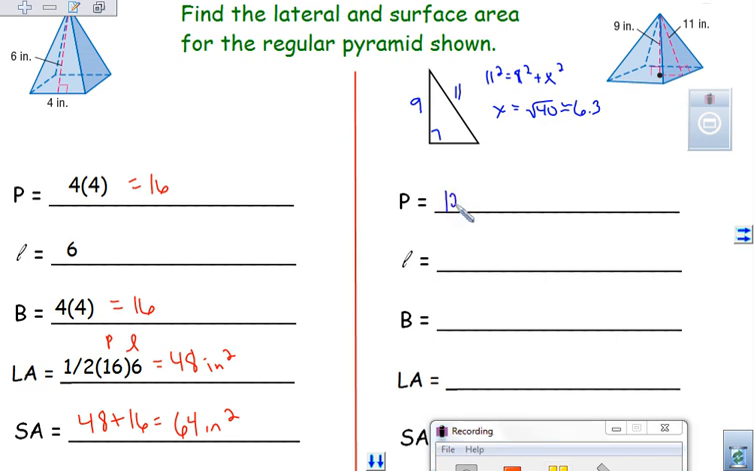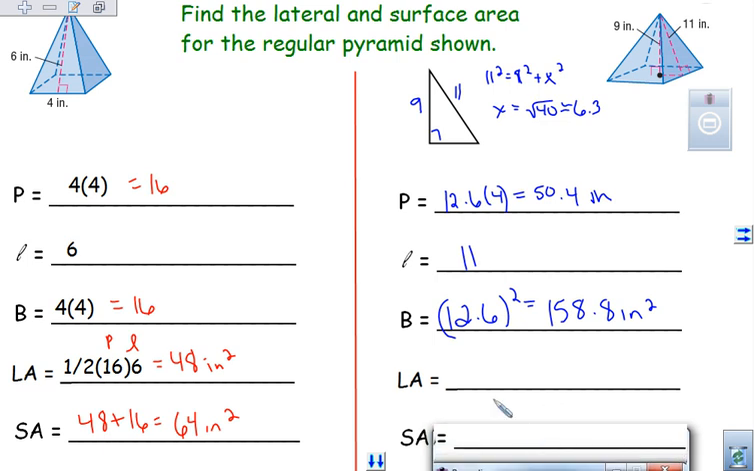So each side of the base is 12.6, and we have 4 sides. That gives us 50.4 units, or inches in this case. Then the slant height is, yep, you got it, the 11. And the area of the base is 12.6 quantity squared. If you throw that on your calculator, you get 158.8 square inches.